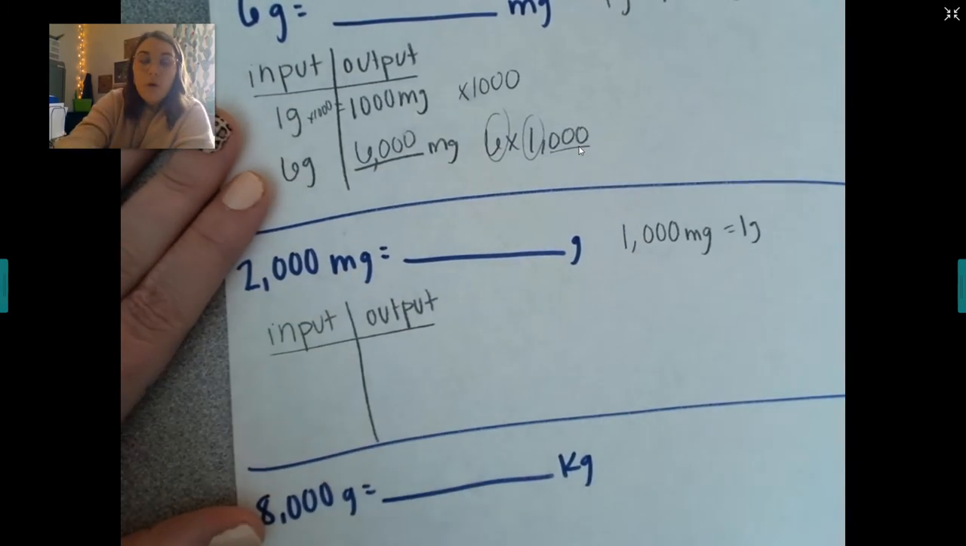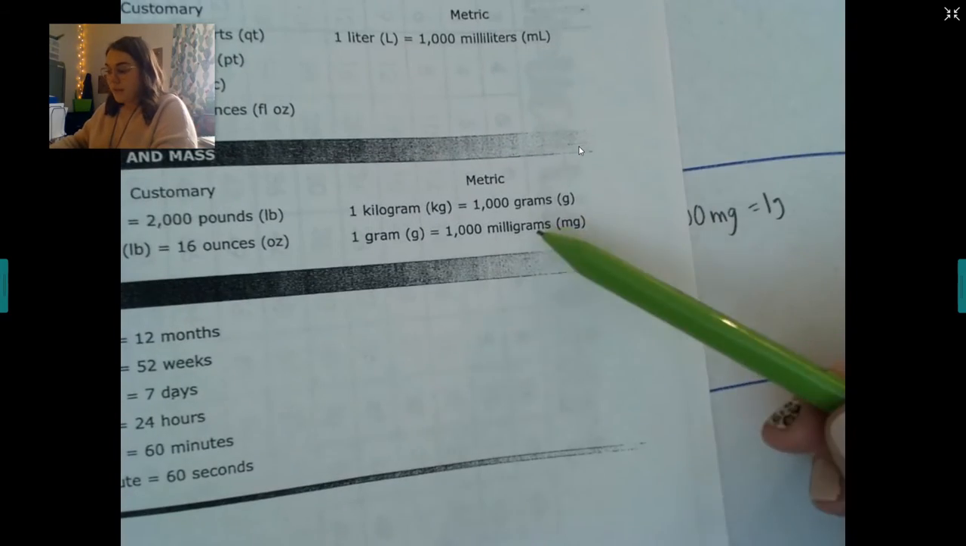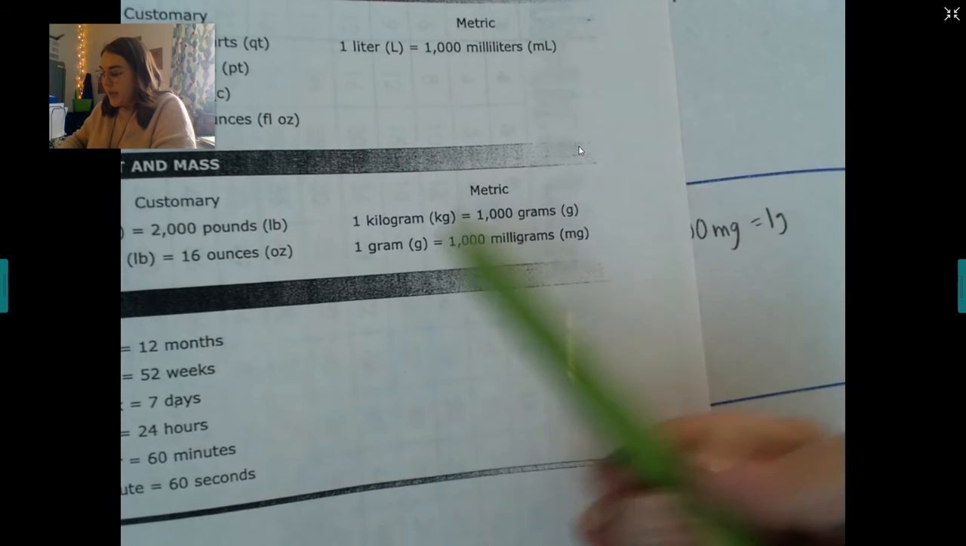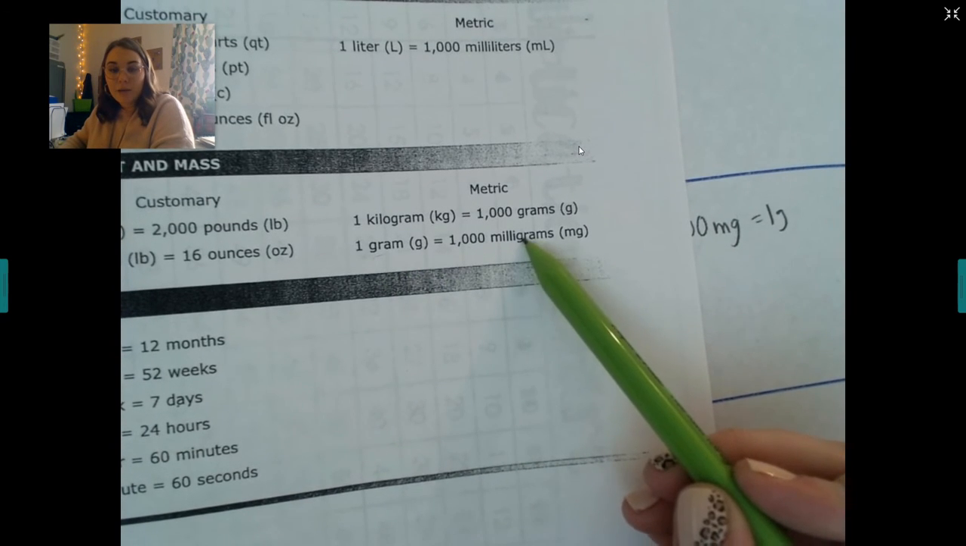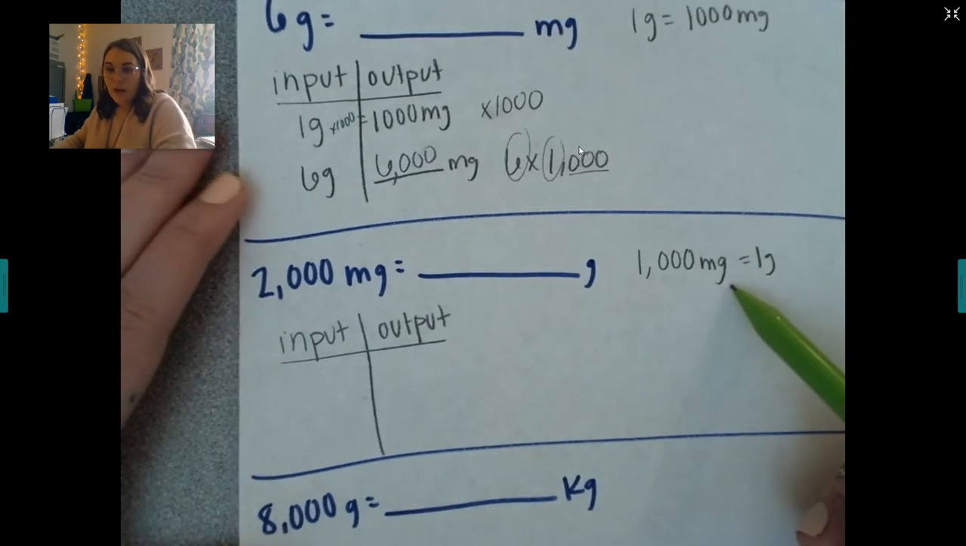Okay, so step 1, I had to find my conversion. I found that on my star chart underneath weight and mass where I see kilograms and grams. Now, it does say 1 gram equals 1,000 milligrams. Well, guess what? It doesn't matter. You can switch it around either way. So that's how I got that.